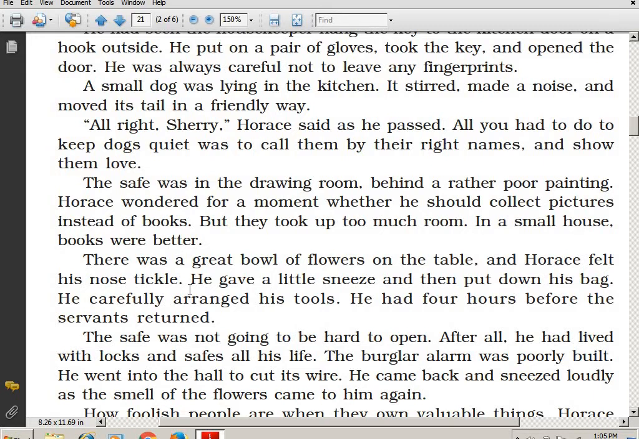He carefully arranged his tools. He had four hours before the servants returned. So he had four hours to go till the servants returned. He could be free, he could do whatever he wanted to do.